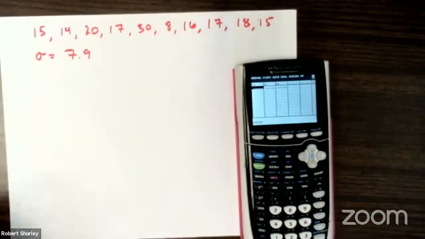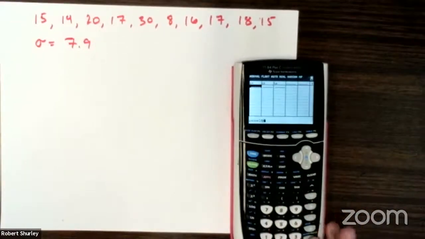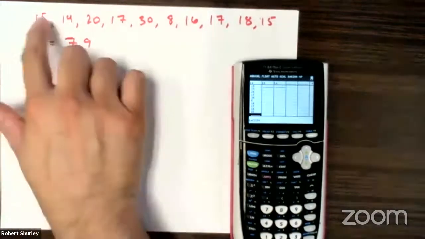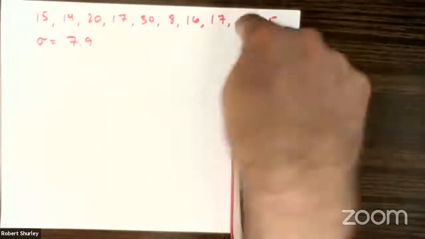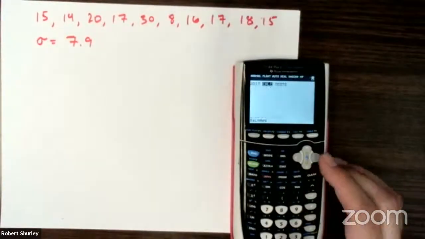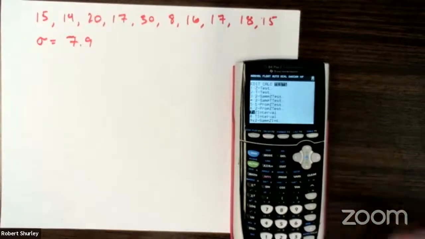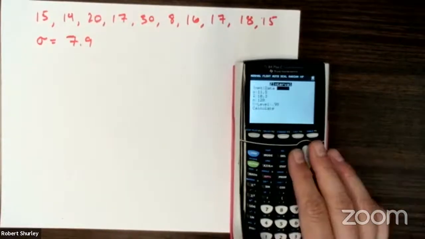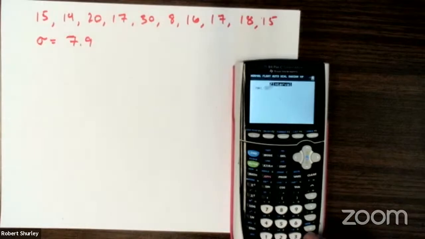So list 4, and I'm going to do 15. I've got to make sure all these are right. 15, 14, 20, 17, 30, 8, 16, 17, 18, and 15. So 1, 2, 3, 4, 5, 6, 7, 8, 9, 10. Yeah, 10. And now I'm going to go back to stat, tests. It's still the Z interval, right? But now I've got data.